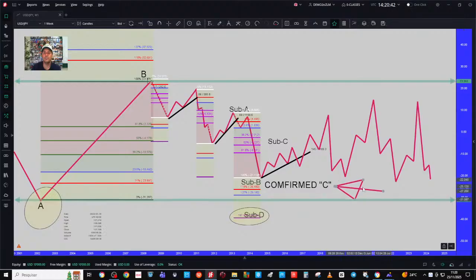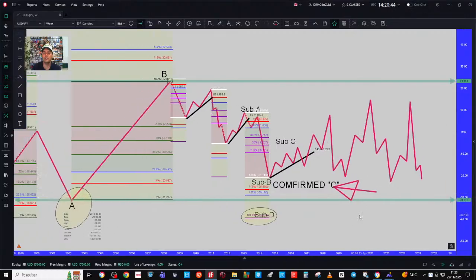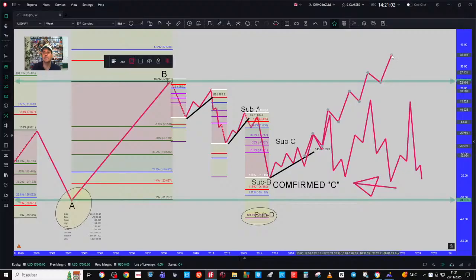The confirmed C, if you buy original Fibonacci's with the confirmed C, this means that the market is going to go up and is not going to turn back again. Okay, everybody?